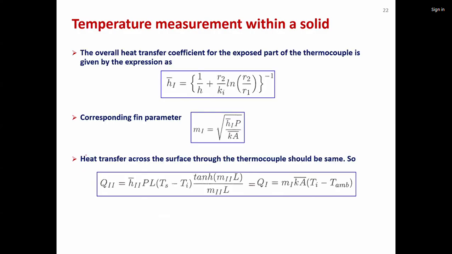So you write that Q2 is equal to Q1. Whatever is going from the tip to the interface, the same amount is going from the interface to the ambient.